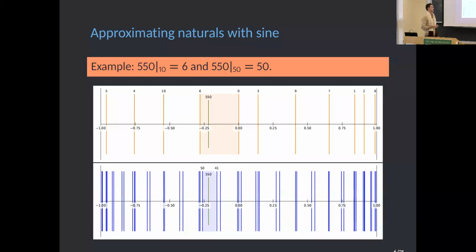Okay, and then we can do that with as fine a mesh as we want. We could take the approximation up to 50 instead of just 10, and we find that in that case, approximating 550 gives us 50 itself. And I chose that because it was like the next best approximate. Like if we only took the grid or the mesh up to 49, the best approximate would still be 6. So that's not immediately clear, but I know that, and that's why I chose these examples.